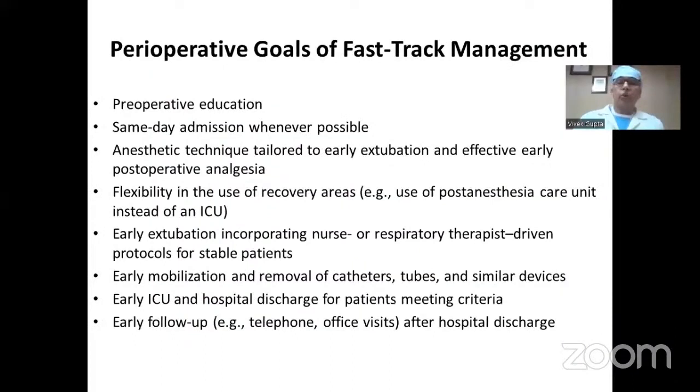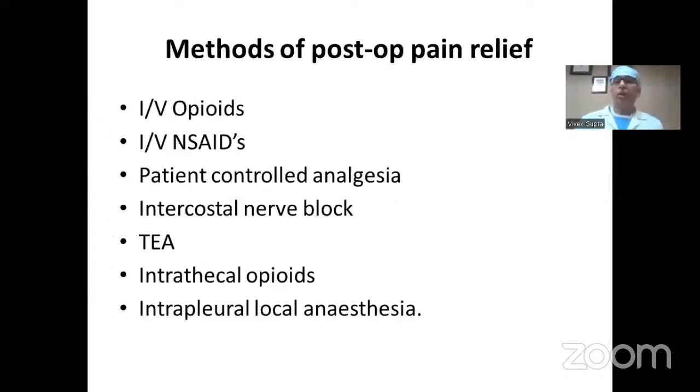So, how should we manage this? Preoperative education. The anesthetic technique should be tailored for early extubation with the use of short-acting drugs. There should be a nurse and respiratory therapist driven protocol for early extubation of a stable patient. The patient should be mobilized early so that we can remove the catheters, tubes, and other devices quickly. Early ICU discharge and hospital discharge if the patient is meeting the criteria.